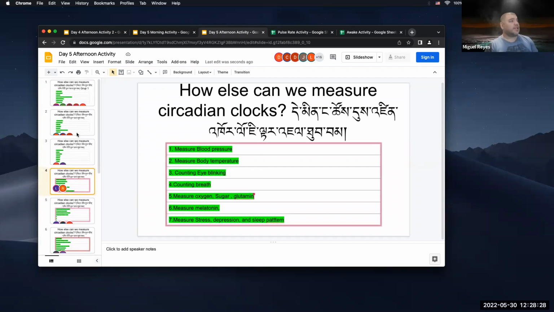My friends, this is really, really good. And thank you for your responses. I believe just by looking at how you're all responding that you are certainly able to make sense of a circadian clock, what it means and the process of a circadian clock.